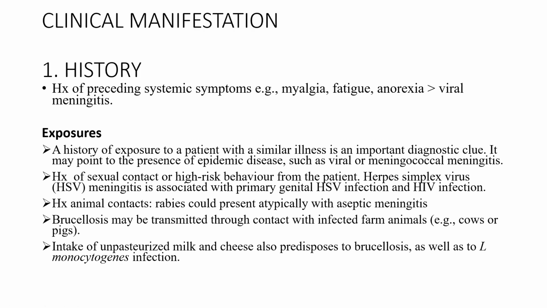A history of a preceding systemic symptom such as myalgia, fatigue, or anorexia may point to a viral meningitis. It's also important to look out for exposure to someone who already had a similar illness, because it may point to an epidemic disease. An individual's sexual contact and high-risk behaviors, such as the use of intravenous drugs, should also be asked about. Herpes simplex virus meningitis is typically associated with genital HSV infection, and HIV infection can also cause aseptic meningitis. A history of contact with animals can also point to an atypical form of aseptic meningitis.